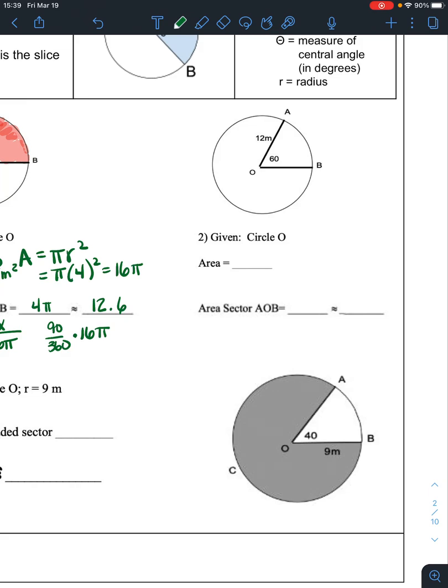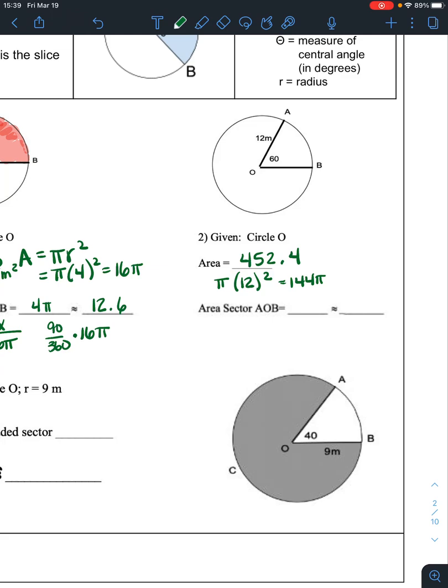So the area of this circle, area again is pi r squared. So we do pi times 12 squared. If you type in pi times 12 squared, you get 452.4. So if I want the area of a sector, or this was 144 pi, right? And so that's called exact. If we leave it in terms of pi, then it's called the exact.